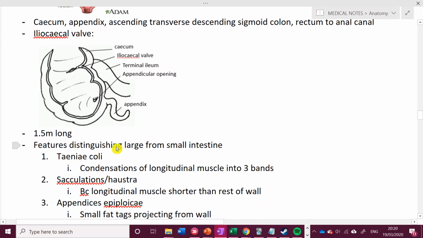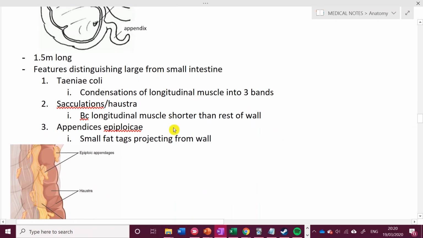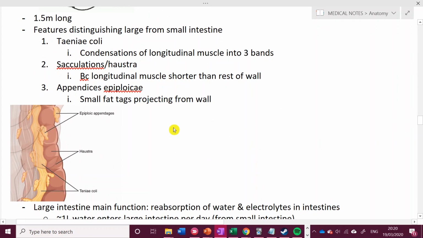So the large intestine is 1.5 meters long. It's considerably shorter than the small intestine, about 4 times shorter, since that was 6 meters. And there are 3 features you can use to distinguish the large intestine from the small intestine, apart from the fact that it has a larger diameter. These are more detailed things, like the taeniae coli here. These are condensations of the longitudinal muscle into 3 bands.